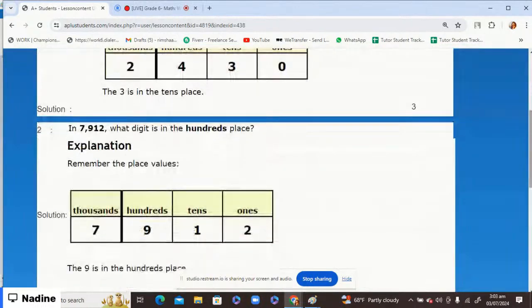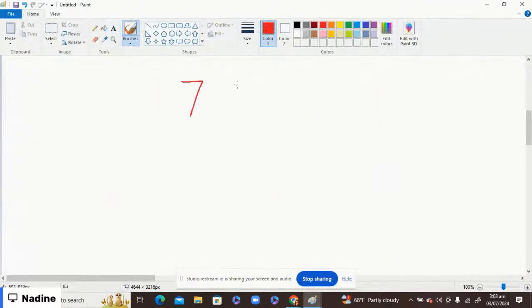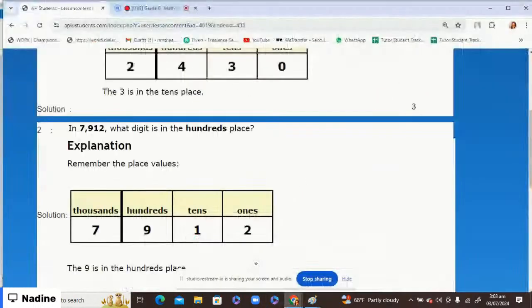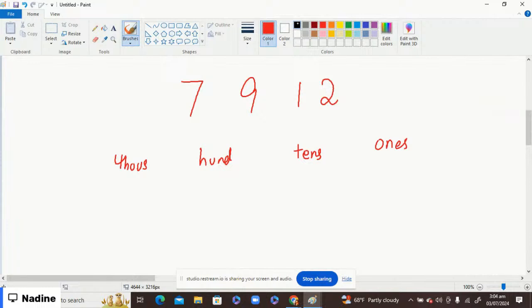In 7912, which digit is in hundreds place? Let's just check it out. 7000, then 912. Let's write ones, then tens, then hundreds, and then thousands. So let's just put 7, 9, 1, and 2. They are asking in which place the 9 is. So tell me, 9 is in which place? Everyone can answer me.